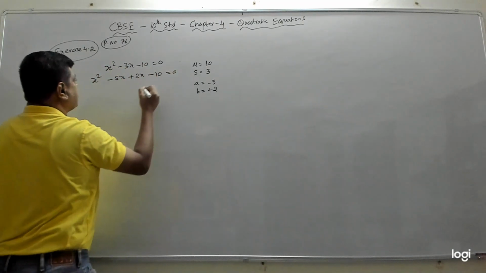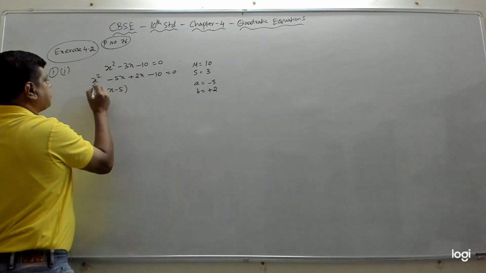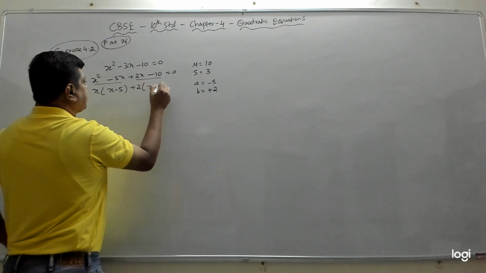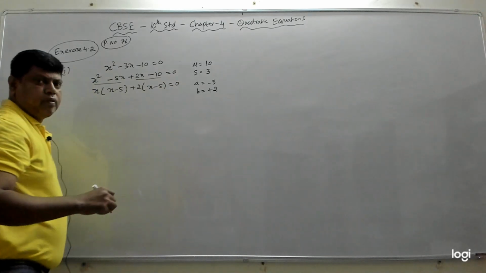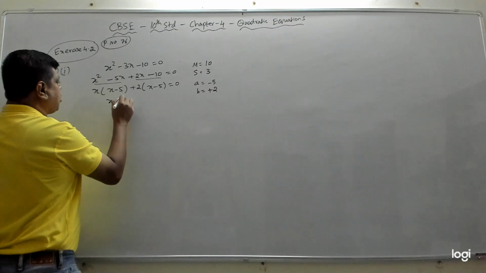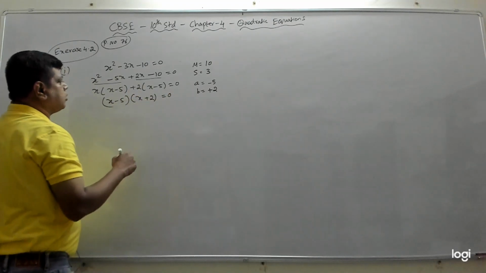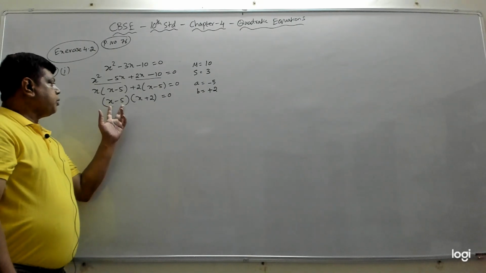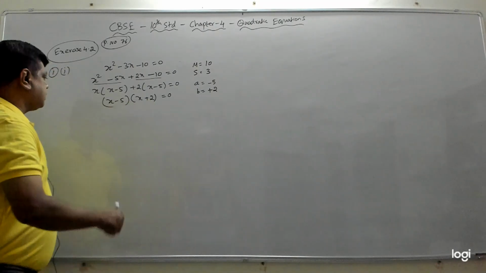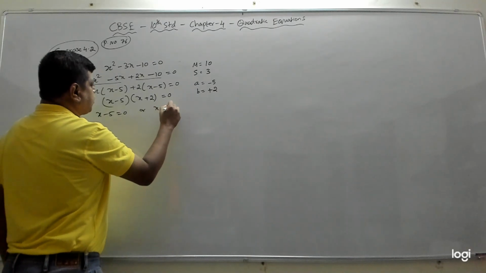So equal to 0. Now in these two, what is common? x is common. So this will become x minus 5 from these two terms. And from these two terms, plus 2 is common. I'll get x minus 5 equal to 0. Now again in these two, x minus 5 is common. Then you get x plus 2 equal to 0. Now the product of the two numbers is 0, which means either this is 0 or this is 0. So x minus 5 equal to 0 or x plus 2 equal to 0.